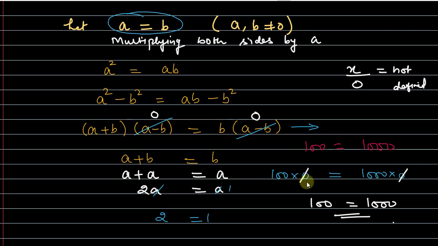If we allow 0 divided by 0, if we allow this step, if this step is correct, then we can prove anything in mathematics. So that will be wrong.